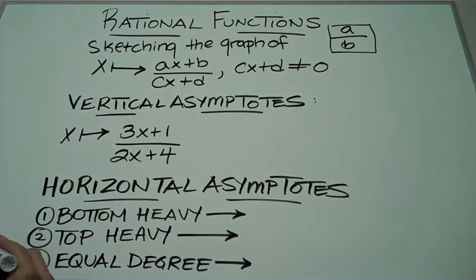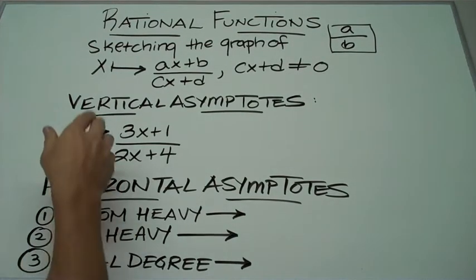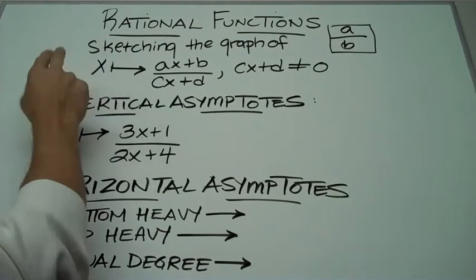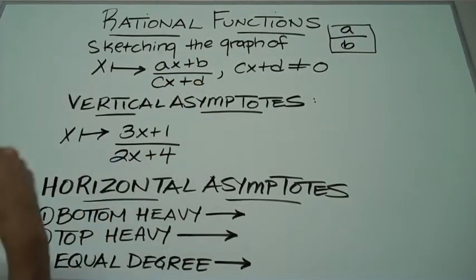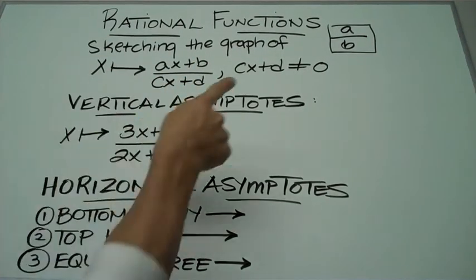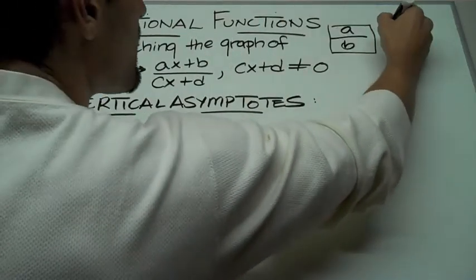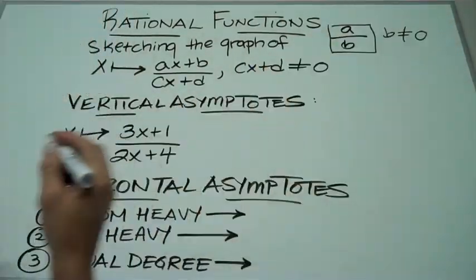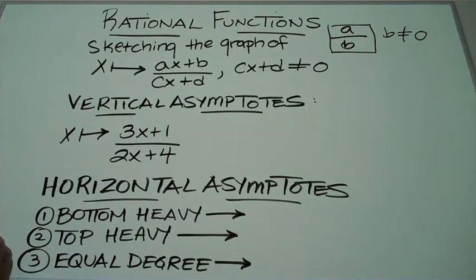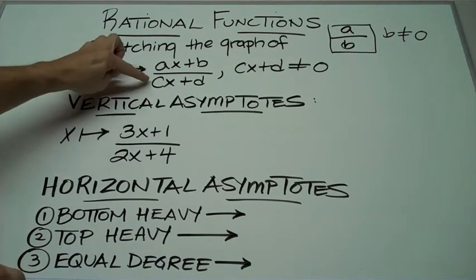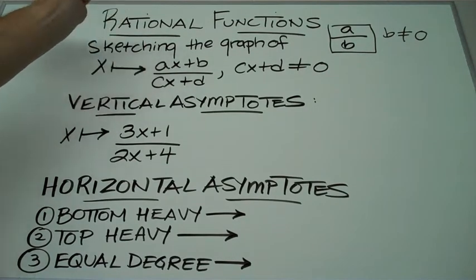Well, let's extend that to functions. What is a rational function? If I have x maps onto, or f of x is equal to ax plus b over cx plus d. Well, in a rational number, I have to say the denominator cannot equal 0. b cannot equal 0. It's the same thing with the rational function. My denominator, cx plus d, cannot equal 0.